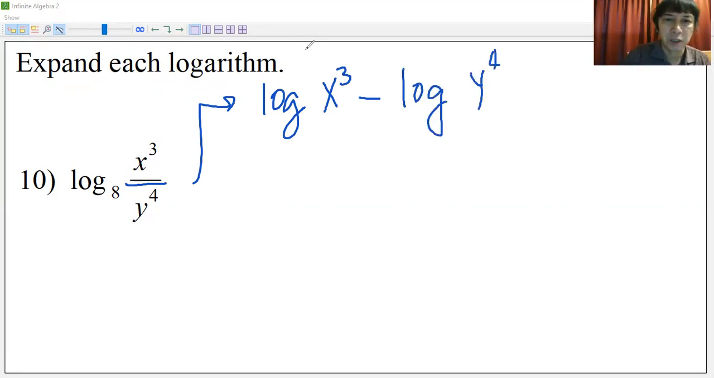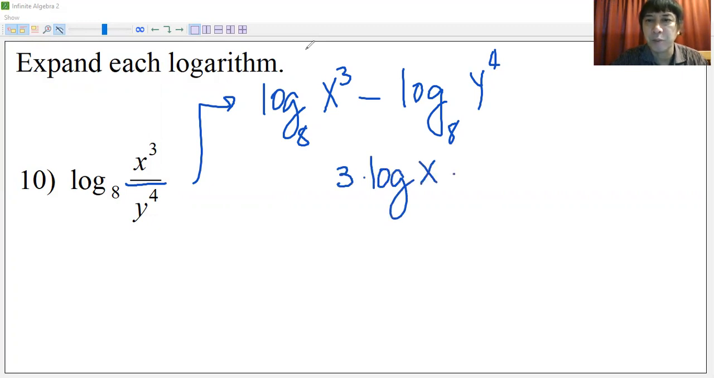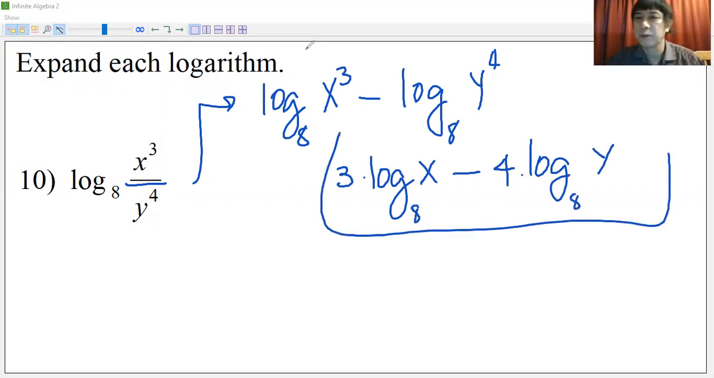Okay, base 8 there. And so we still have to simplify this. The x cubed will have the 3 in front of it. So this will be 3 times logarithm of x, and then minus 4 times logarithm of y. And these are both base 8 there. Okay, and so this is the final expansion.